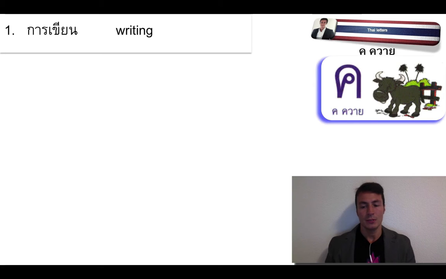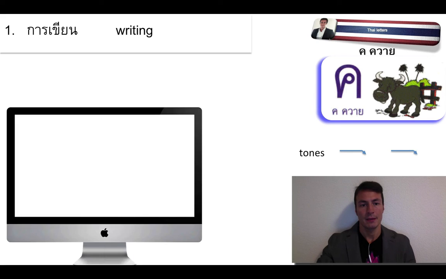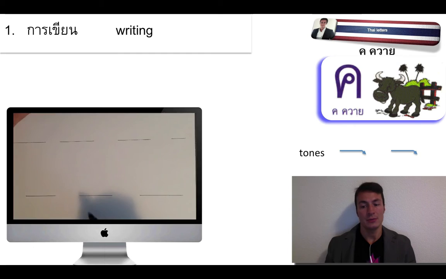You maybe have to compare these two, and it's fundamentally important, while reading, to be able to distinguish between those two consonants. That being said, let's take a look at the tones. ควาย uses the middle tone for both the consonant itself and the marker word, water buffalo. Let's see how it is written. Pay close attention to where you leave the circle and in what way, clockwise or counterclockwise, you write the circle.